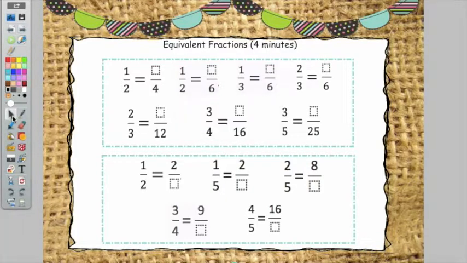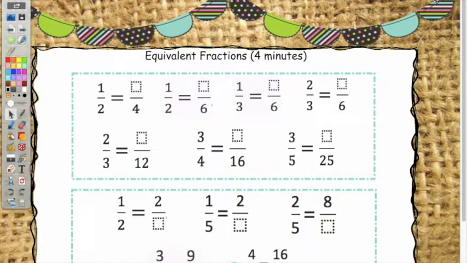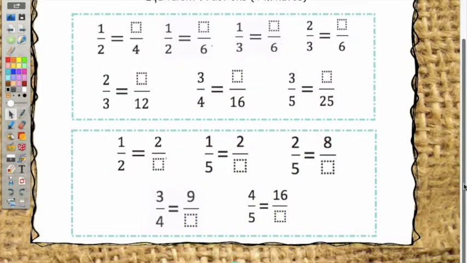Brent, this morning I want to teach you a strategy that's going to come in handy. So let's look at the first one.